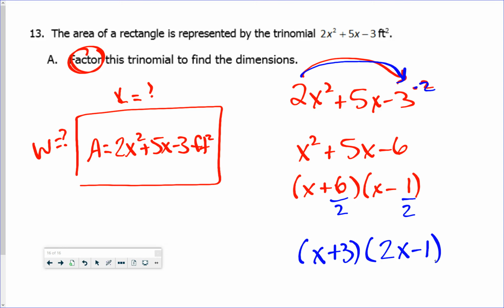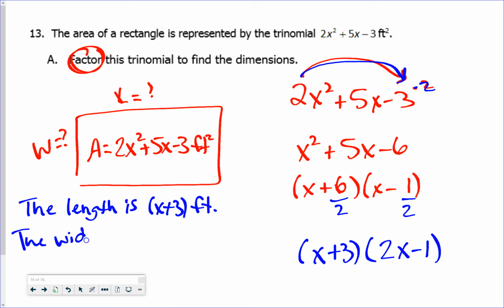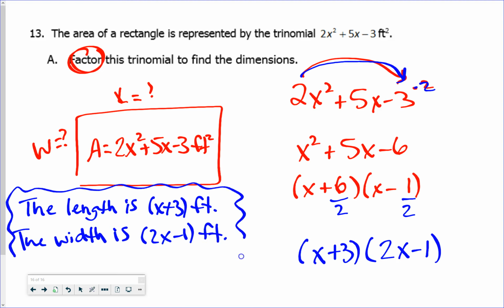Okay. Now, word problems do get word answers. So, the length is, which one? It doesn't matter which one. X plus 3. Okay, the length is x plus 3 feet. The width is 2x minus 1 feet. And there we go. Word problems get word answers. So it wasn't that bad, was it?